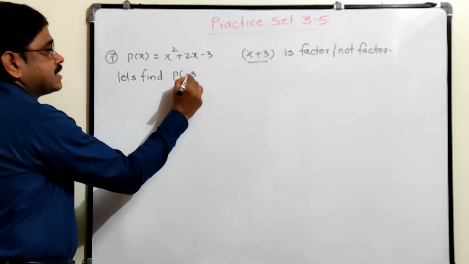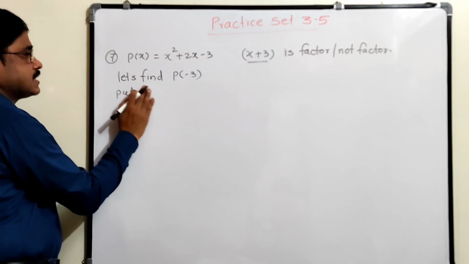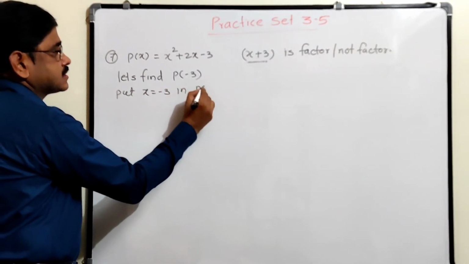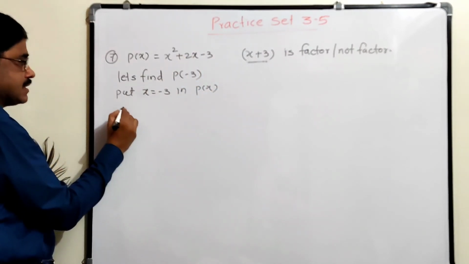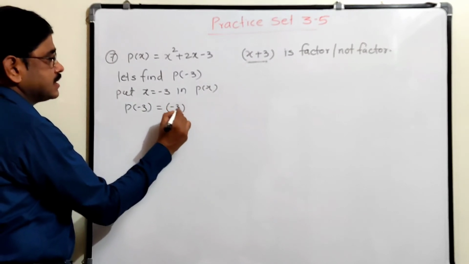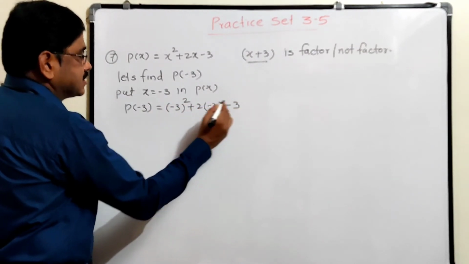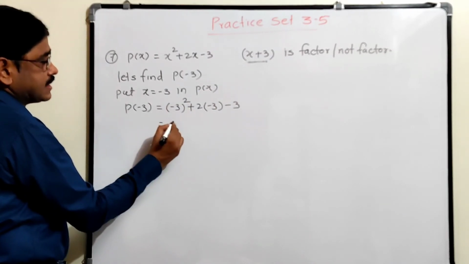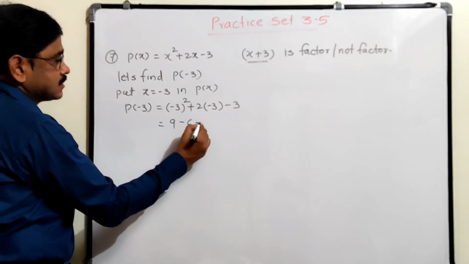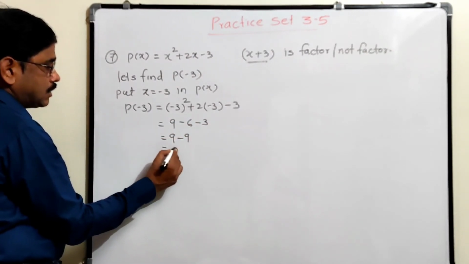Let us find p(minus 3). So put x is equal to minus 3 in p(x). In this given p(x), we have to substitute minus 3. So p(minus 3) is equal to minus 3 square plus 2 into minus 3 minus 3. So minus 3 square is 9. Square is always positive. And 2 threes are minus 6, minus 3. So 9 minus 9 is equal to 0.